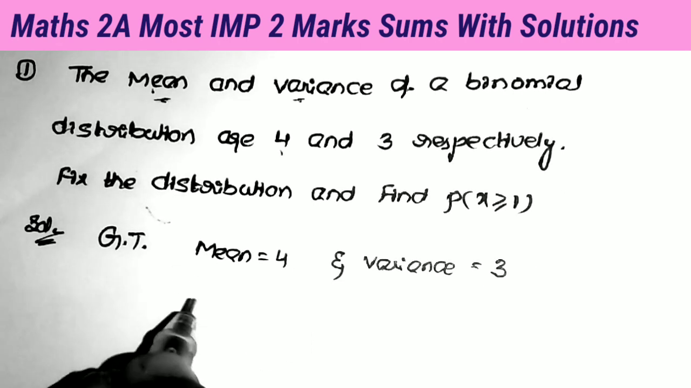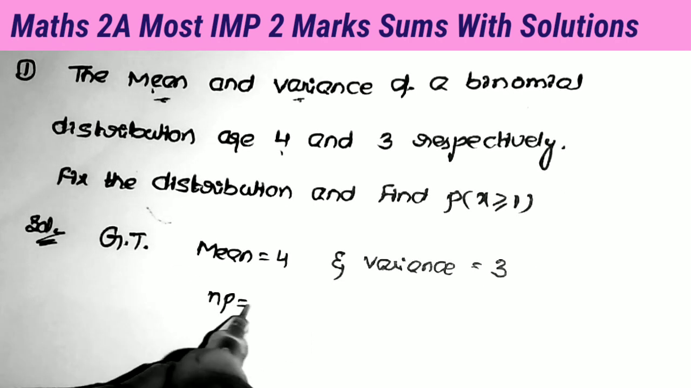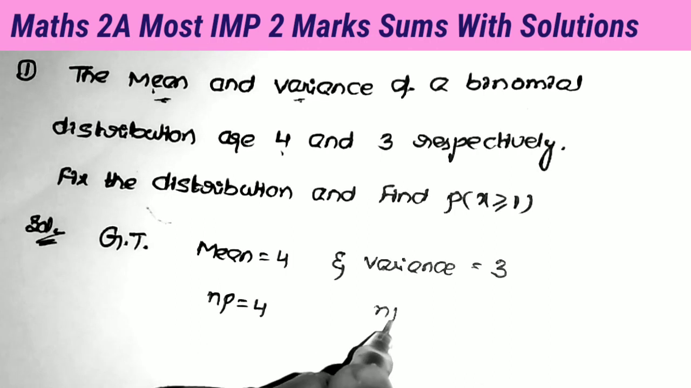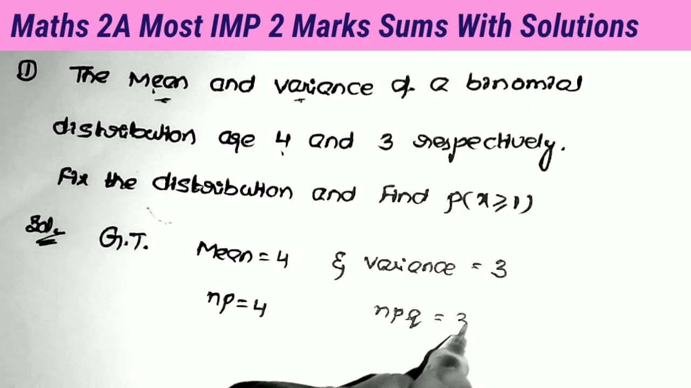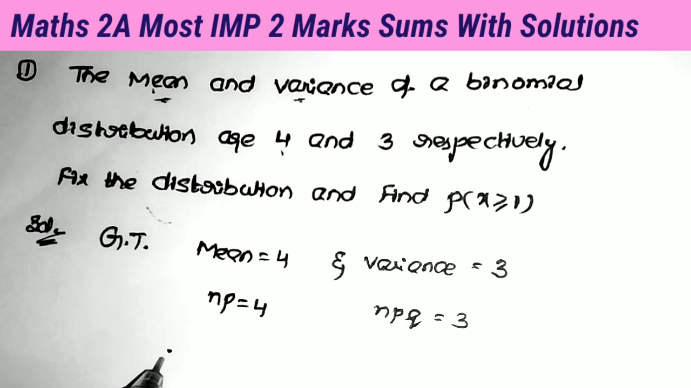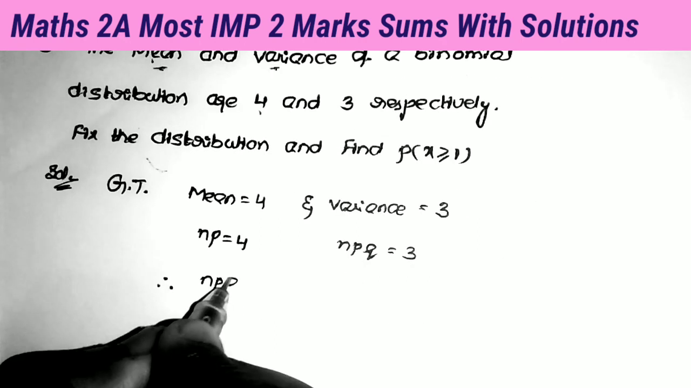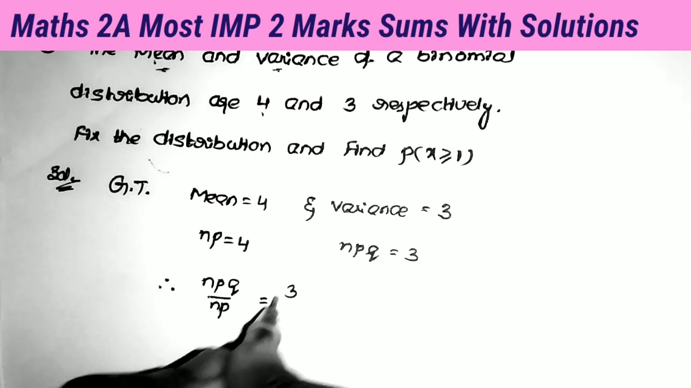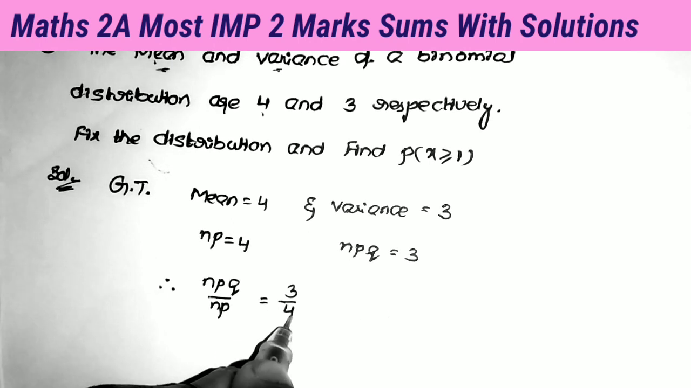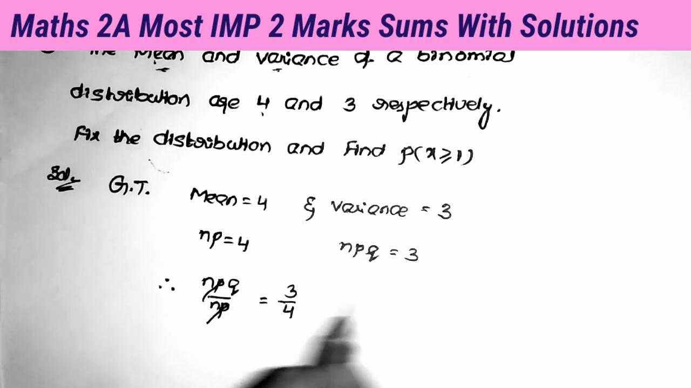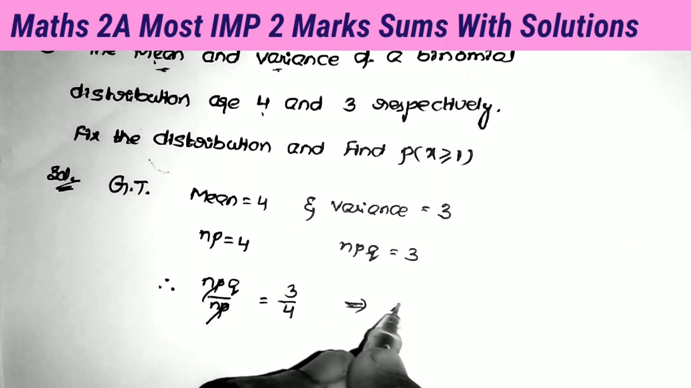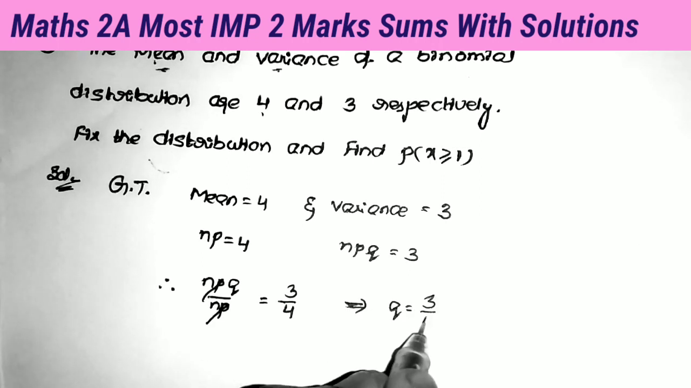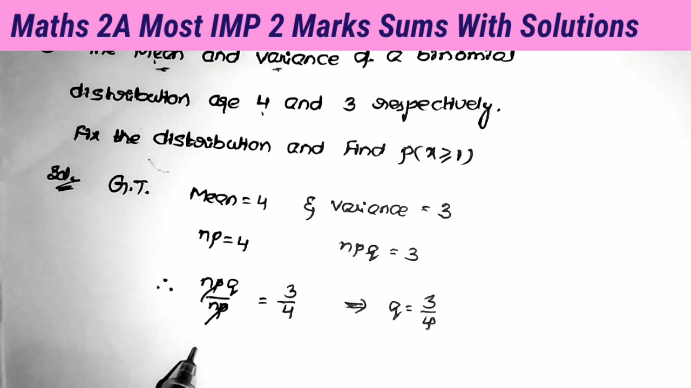Okay, now what is the mean formula? NP. Mean is equal to NP. And what is the variance formula? NPQ. NPQ is equal to 3. Therefore, just taking NPQ by NP. What is the NPQ value? 3. And what is the NP value? 4. Here NP and NP get cancelled. Therefore, the value of Q is equal to 3 by 4.